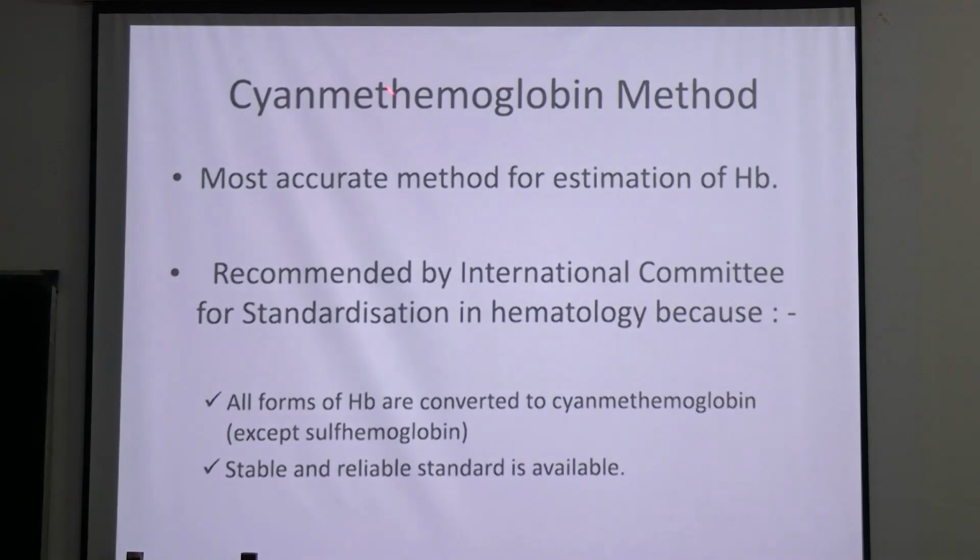So, what is the main advantage of the cyanmethemoglobin method? It is very accurate. All the forms of hemoglobin will be converted to cyanmethemoglobin, and sulfhemoglobin is very rare. Leaving this condition, all of the hemoglobin in the body will get converted to cyanmethemoglobin, and this is a stable compound. Cyanmethemoglobin is a stable compound and you can make a reliable standard from this.